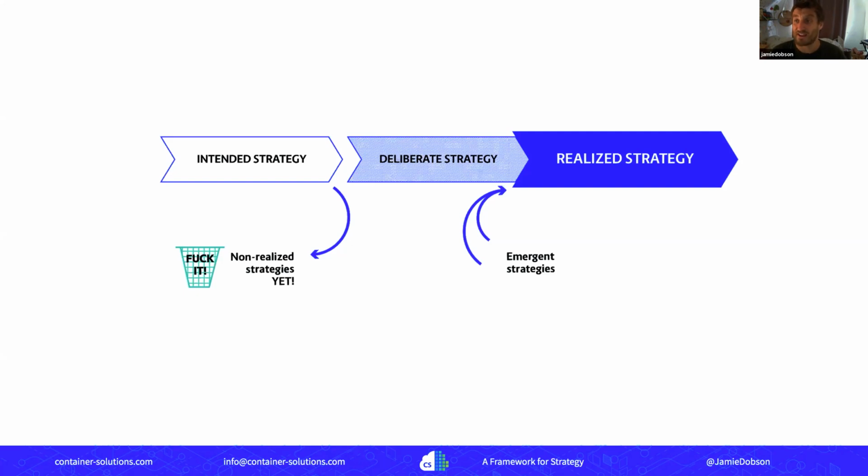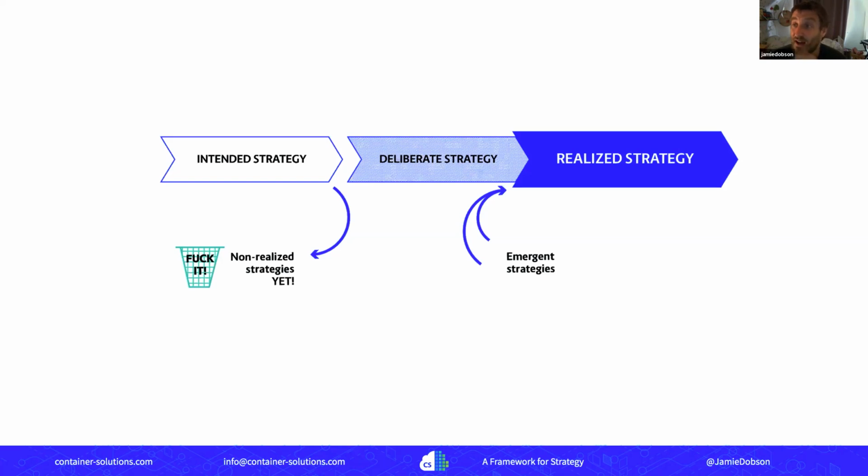So when my boss at Accenture said, plan the work and work the plan, what he would have done is taken the intended strategy, made it work, even though the context had changed. And that's why when I worked there, a lot of our strategies were a little bit shit, because the context had changed, so they didn't make sense anymore. So those things that survive contact with reality move into the deliberate strategy.